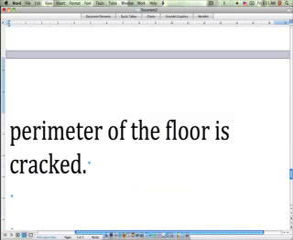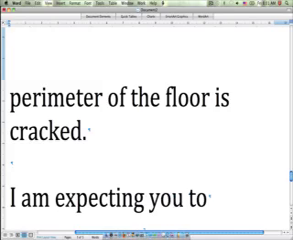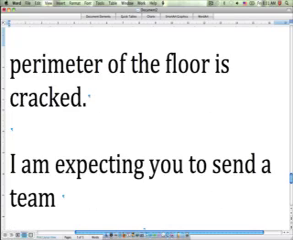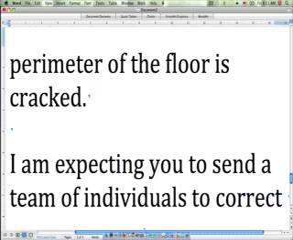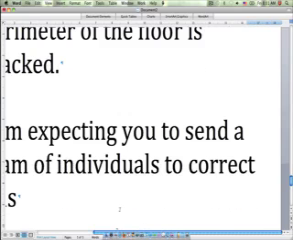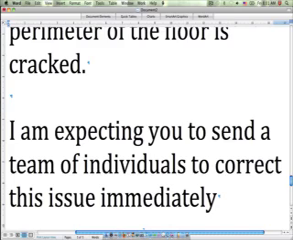So we're going to start a new paragraph. As you know, the third paragraph is where you write what you want to happen. So here we would write perhaps something like, I am expecting you to send a team of individuals to correct this issue immediately. Okay.